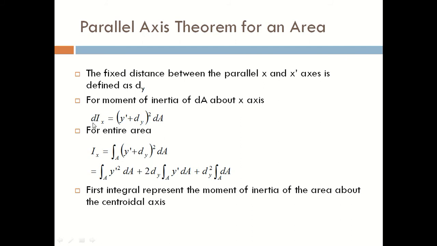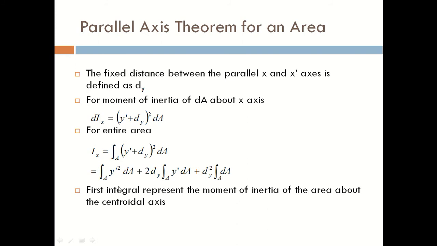So the differential moment of inertia dIx is equal to (y dash plus dy) bracket square multiplied with dA. For the entire plane lamina, if we take the integration over the total area, we will find the moment of inertia of the plane lamina about the x-axis. So Ix is equal to integration over A of (y dash plus dy) square dA. If you solve this, we will see integration over A of y dash square dA plus 2 dy integration over A of y dash dA plus dy square integration over A of dA.